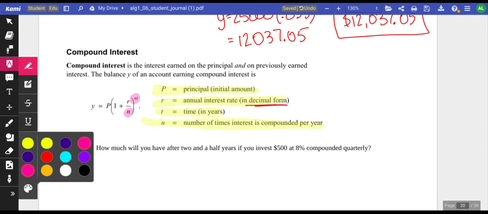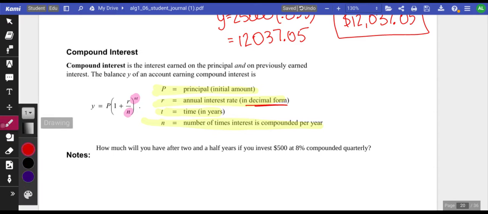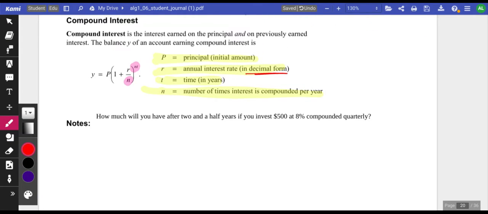Okay, so let's go ahead and put all that stuff together. Let's do one of these examples over here. It says, how much will you have after 2.5 years if I invest $500 at 8% compounded quarterly? Okay, so let's think about what all these things are. 500, that is my principal. That's my starting amount.